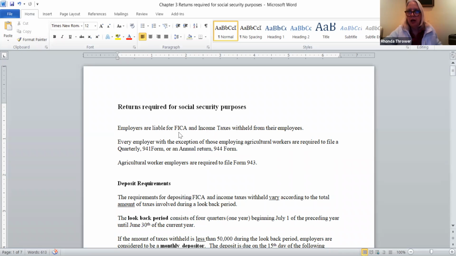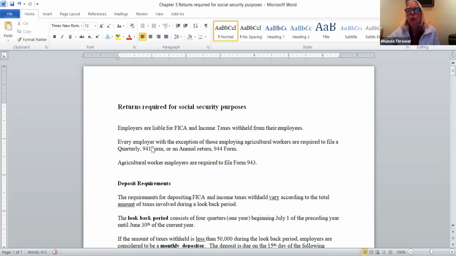You know that in Chapter 3, we are learning how to calculate the FICA taxes. And so now what we need to do is learn how to complete the forms that we need to send to the IRS and when we need to complete the deposits of our taxes to the IRS.